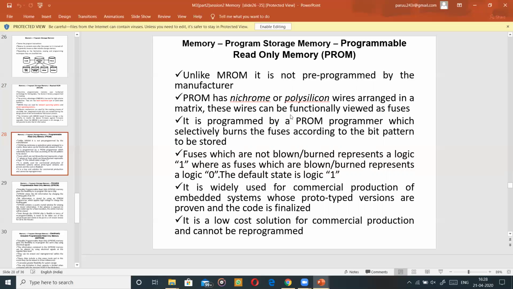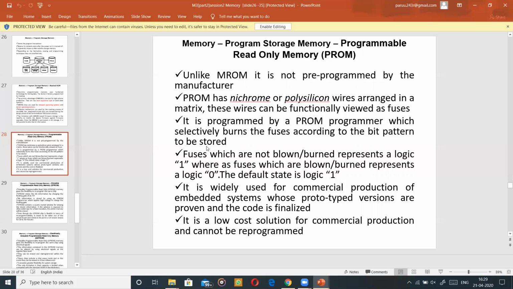It is programmed by a PROM programmer, which selectively burns the fuses according to the bit pattern. This means PROMs are available to the programmer, and the programmer will burn it as per his requirement. There the manufacturers were burning, but here the programmers burn it. Wherever it is required, they write the data.